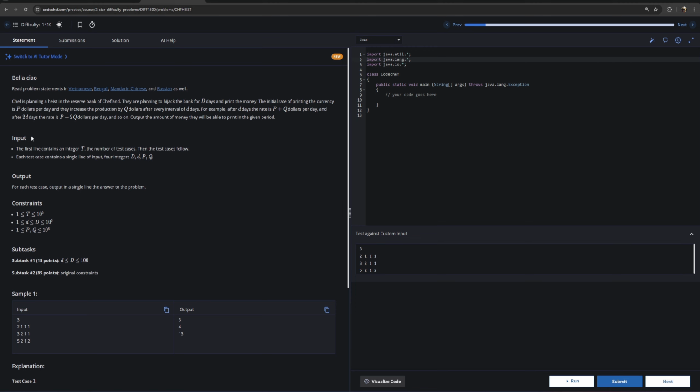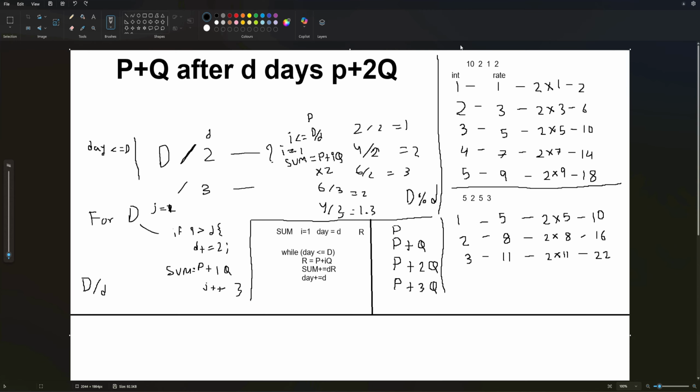Okay. Inputs: the first line contains the number of test cases, the second line contains four integers, capital D, small d, P and Q. Okay. So I did some calculation here. Ignore the messy part and just look at this section. Here are a couple of examples I have tried.